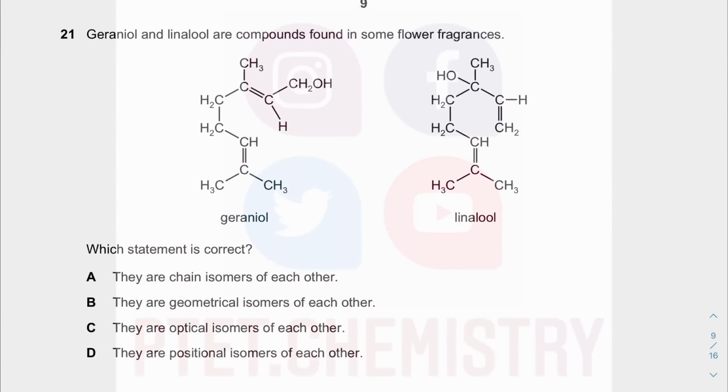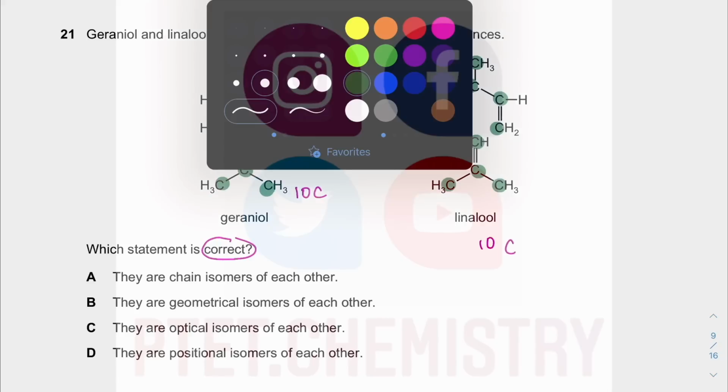Question 21, you have geraniol and linalool. So you find them in flower fragrances. You want to know which statement is correct. So if we count the number of carbons first, 1, 2, 3, 4, 5, 6, 7, 8, 9, 10. 10 carbons there. Let's count this. 1, 2, 3, 4, 5, 6, 7, 8, 9, 10. There's 10 carbons there.